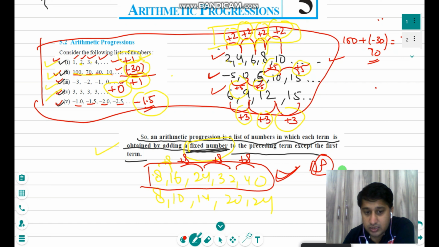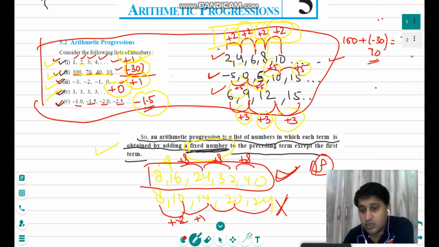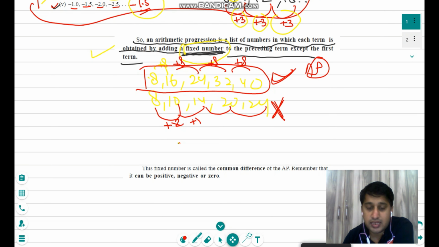But if you see in this set of numbers, plus 2 is added, then here plus 4 is added, then here 6 is added, then here again 4 is added. So this doesn't qualify to be an AP. So I hope you understand what is an AP and what is not an AP.